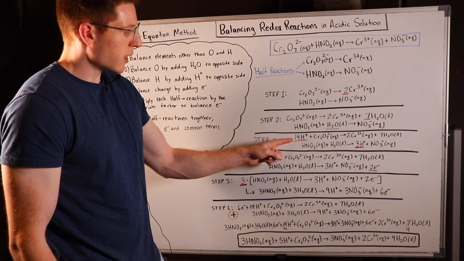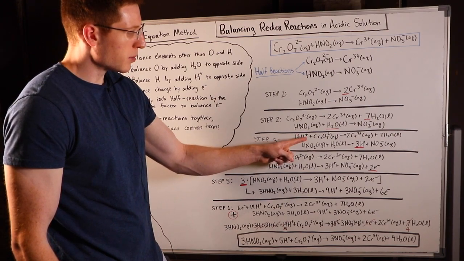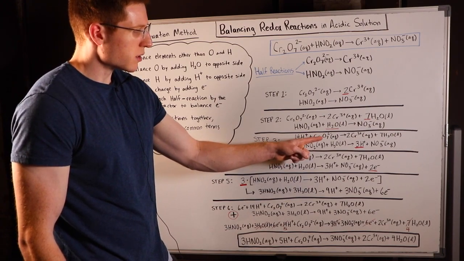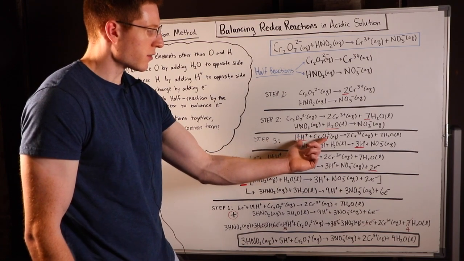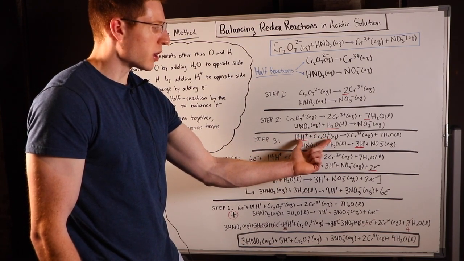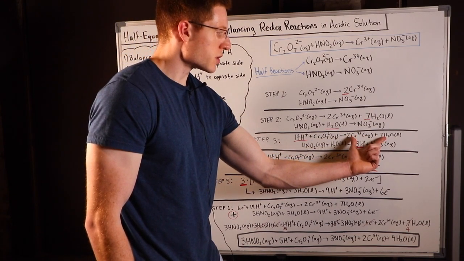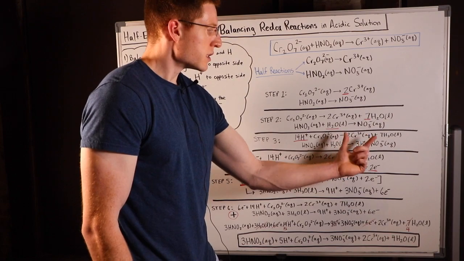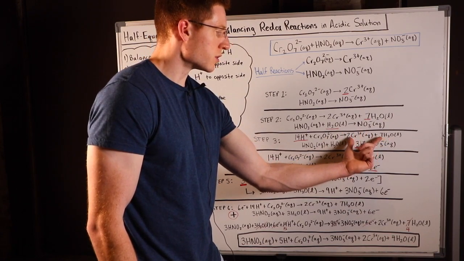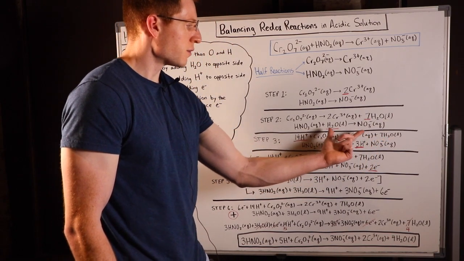So in step 3, we've got 14 plus 2 minus. So on the reactant side right here, this is an overall plus 12 charge, right? So over here, what is our charge? 2 times 3, 6 plus, and then the water is neutral. So 12 plus versus 6 plus.